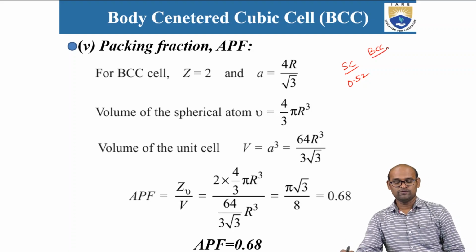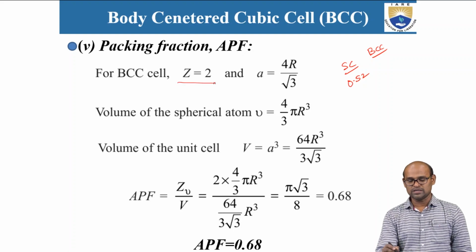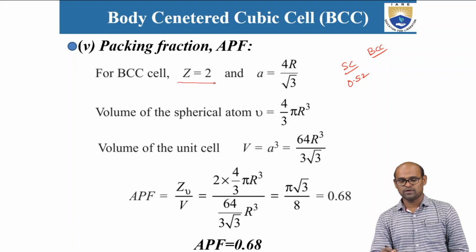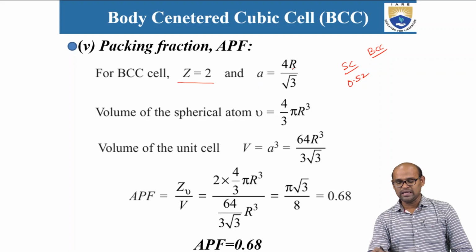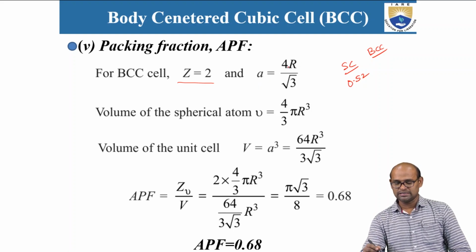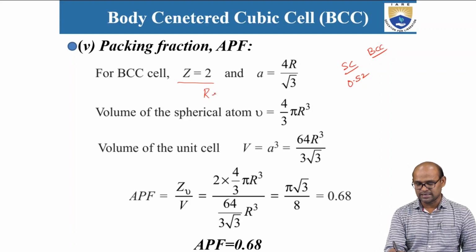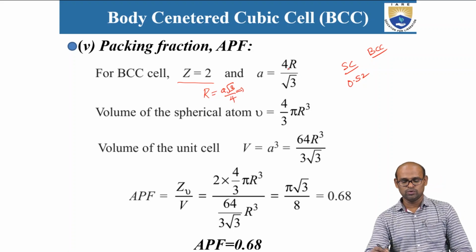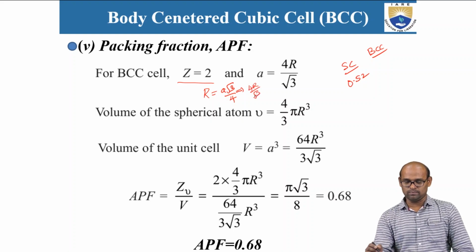So for the BCC cell, Z is equal to, what is Z? Z is nothing but the number of atoms per unit cell. So for BCC, the number of atoms per unit cell is 2, that we have calculated. And how did we get A? A is equal to 4r by root 3. We have calculated the radius, radius is A into root 3 by 4. So from this you can write down A is equal to 4r by root 3.